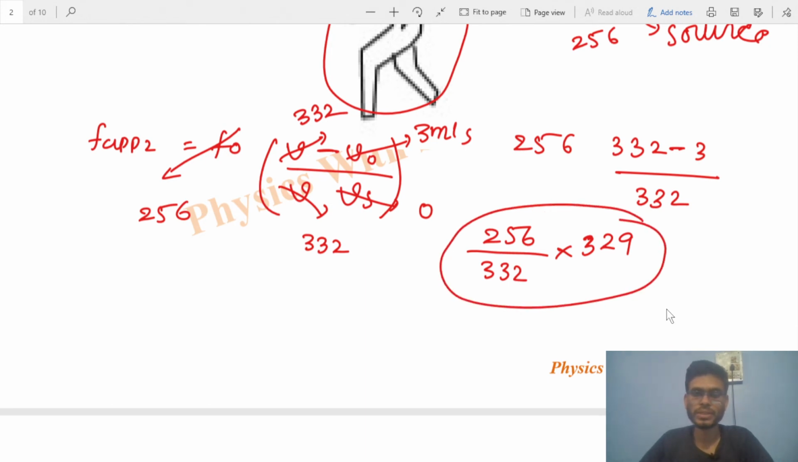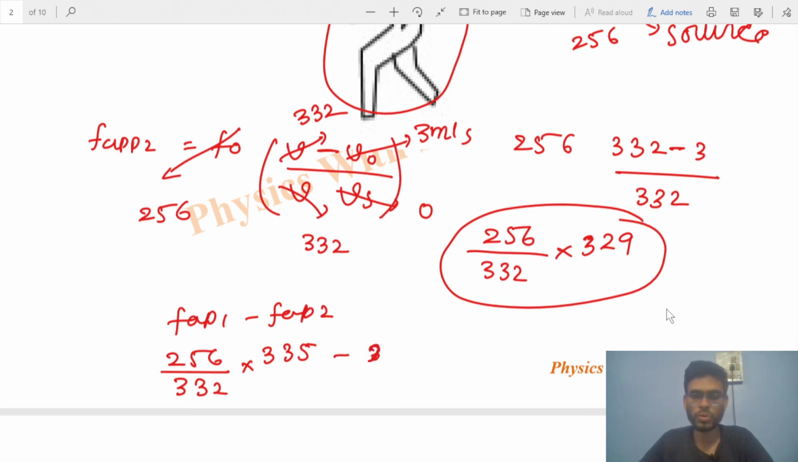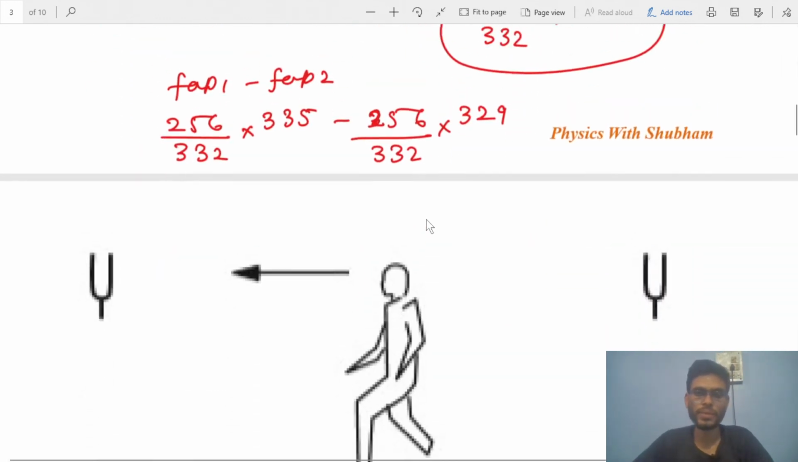So beat frequency is nothing but a difference in frequencies. So you just have to find out f apparent 1 minus f apparent 2. So f apparent 1 कितना था? 256 divided by 332 और वहाँ पे कितना था? I think 335 था, है ना? और यहाँ पे कितना है? 256 divided by 332 into 329. So ये वैल्यू आपको फाइंड आउट करनी है.